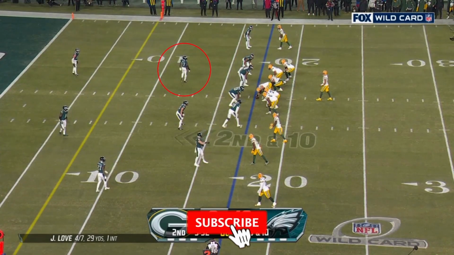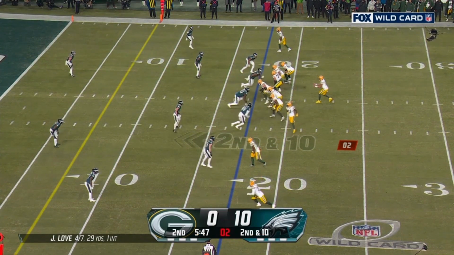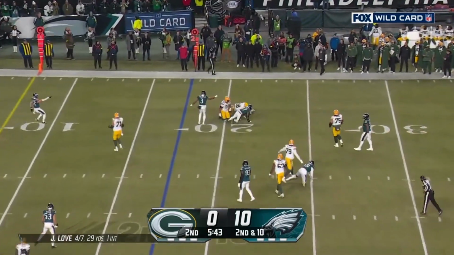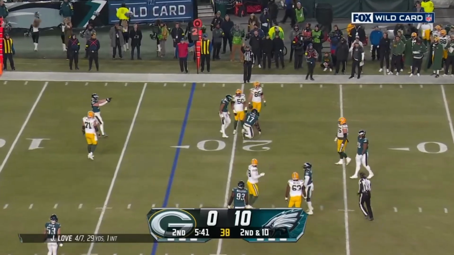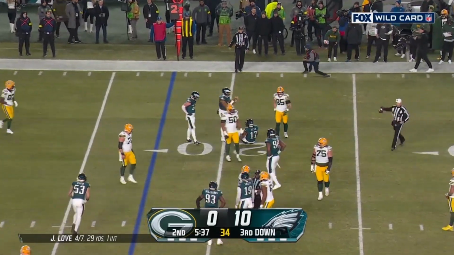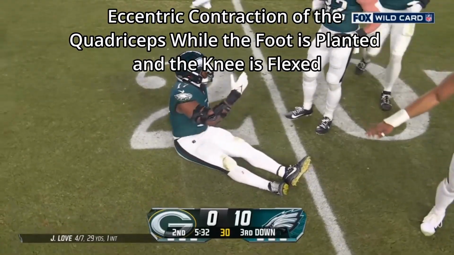Philadelphia Eagles linebacker Nakobe Dean is set to miss the rest of the playoffs with a ruptured patellar tendon on this play right here. This isn't a super common injury, so I'm going to break it down for you. Now, a couple mechanisms for a patellar tendon rupture could be a direct blow to the tendon causing it to rupture, or what we sort of see here is a sudden eccentric contraction of the quads while the foot is planted and the knee is flexed.